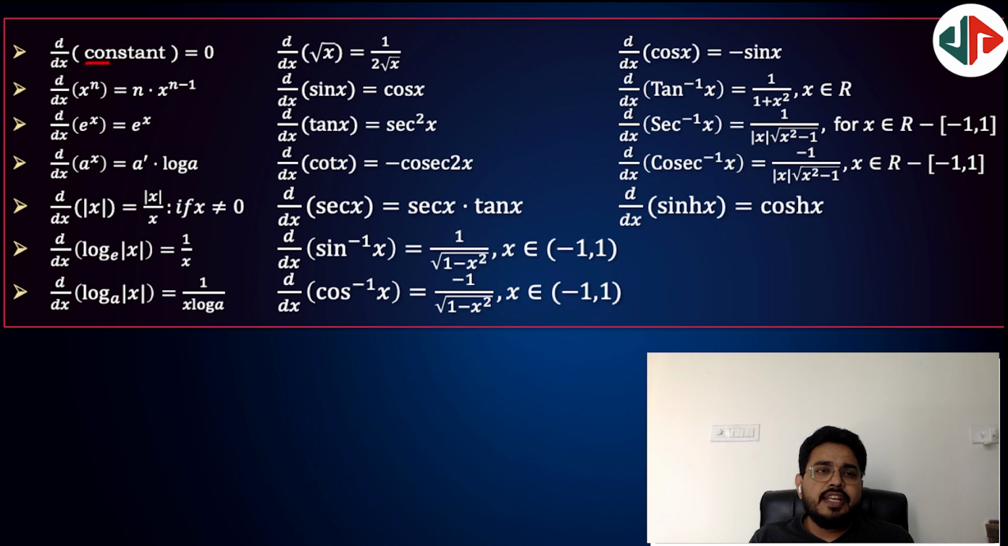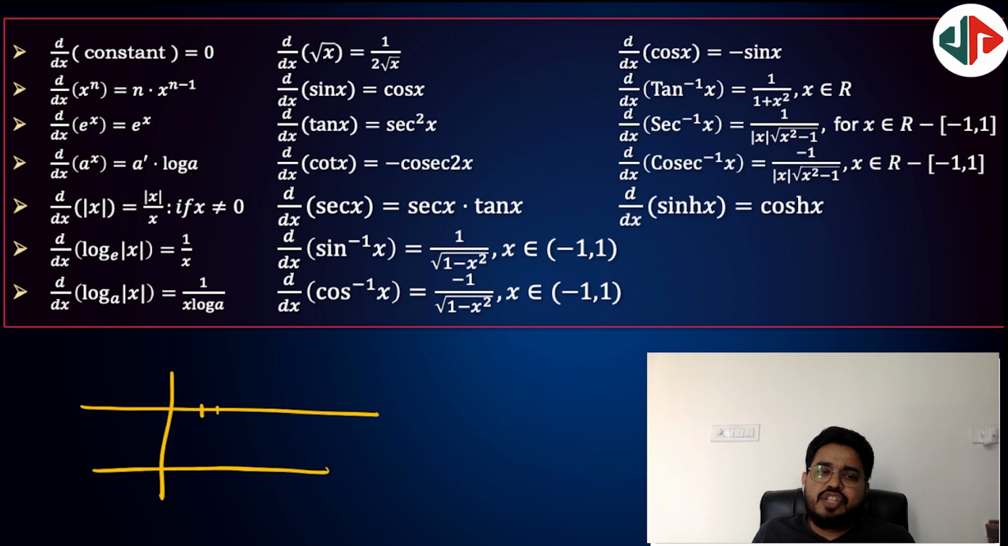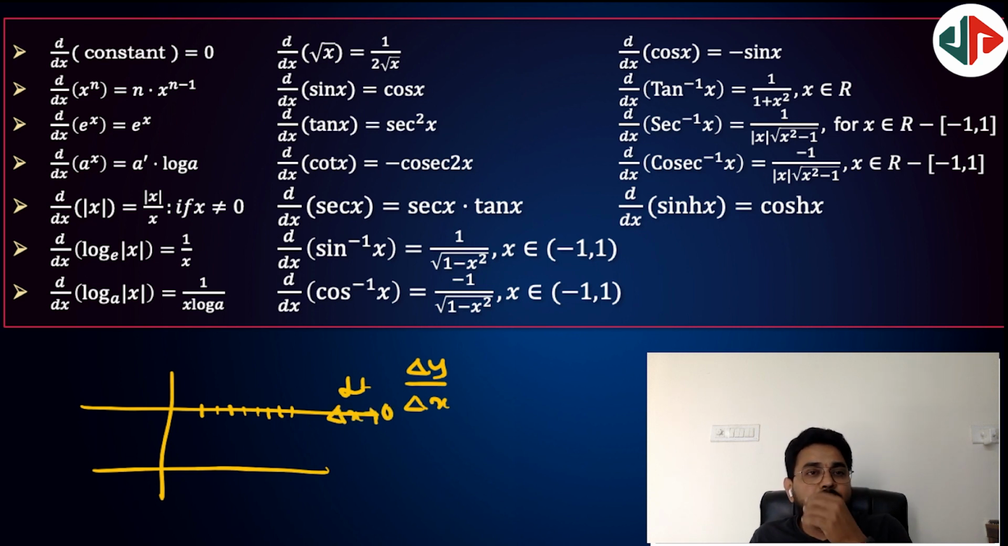Derivative of a constant is 0. Means if a function is a constant function, constant function means what happens? Irrespective of x, you will have the same value. So as x is changing, the y value is not changing. What is the derivative? Change in y with respect to change in x, as the change in x is very small, going to 0. So the constant's derivative will be 0.